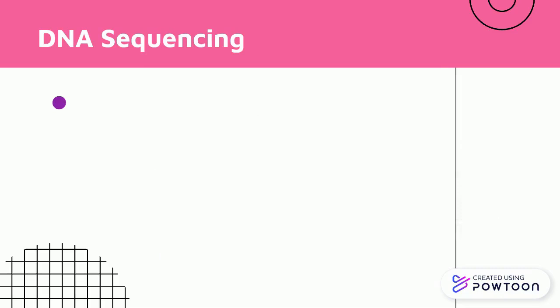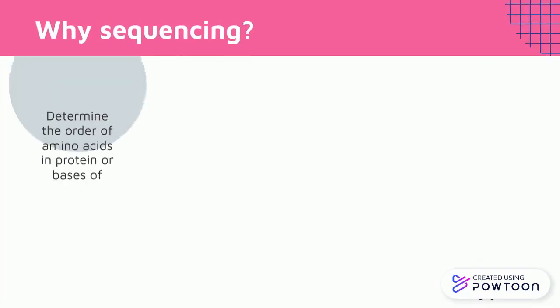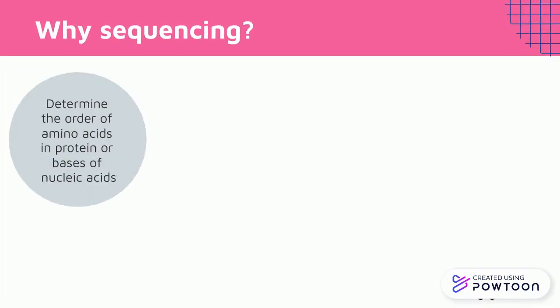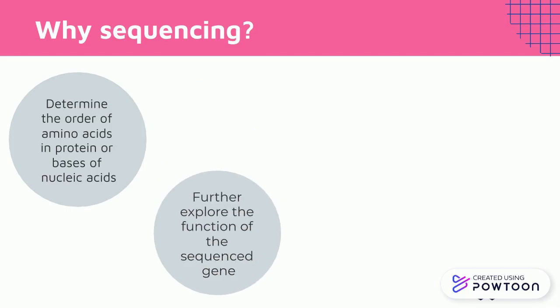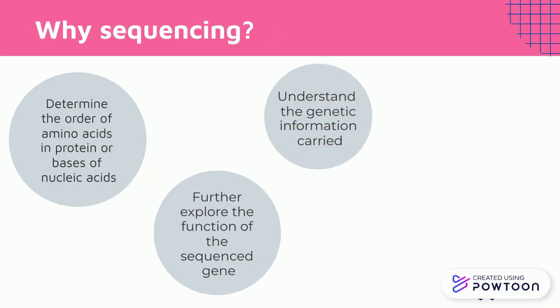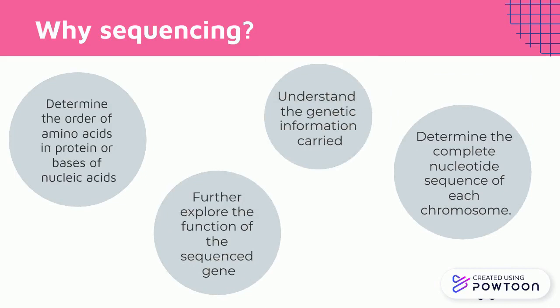So why do we do sequencing? It is to determine the order of amino acids in nucleic acids and to further explore the function of sequenced genes and understand the genetic information carried, besides determining the complete nucleotide sequence for each chromosome.